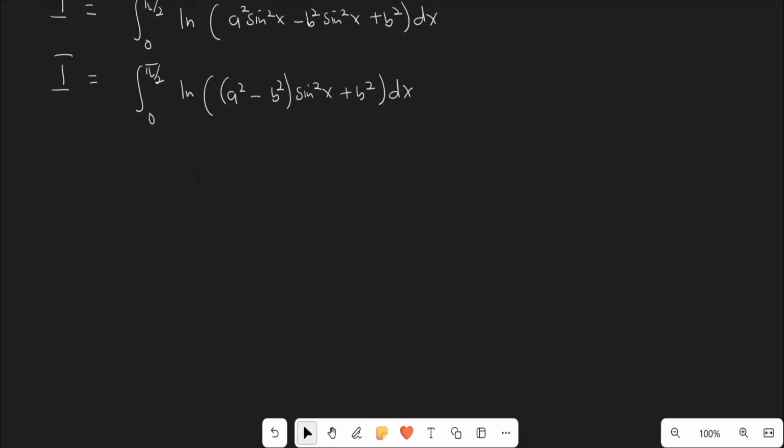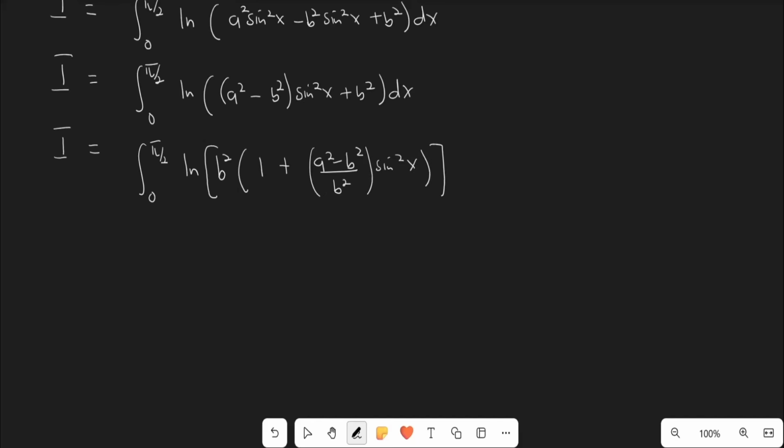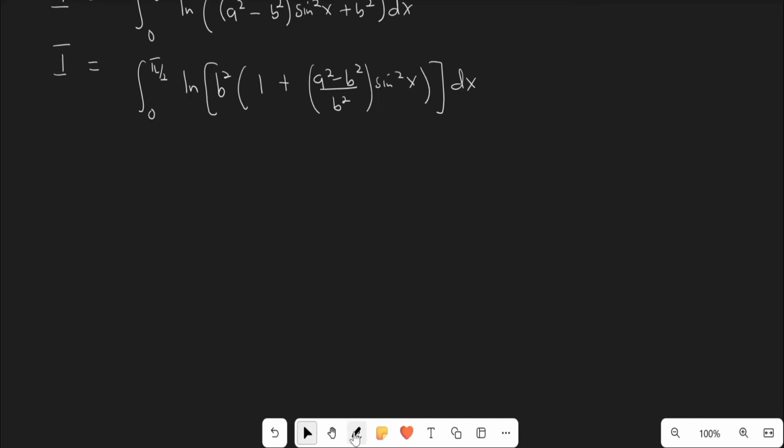Alright, so from here what I can do is factorize b squared out in the ln. So the ln of, I am going to factorize b squared out, and what is left here is 1, and then what is left here is a squared minus b squared all over b squared, multiplied by the sine squared of x, like this, dx. Alright, so now I'm just going to call this one, a squared minus b squared all over b squared, a constant. Permit me to call it k.